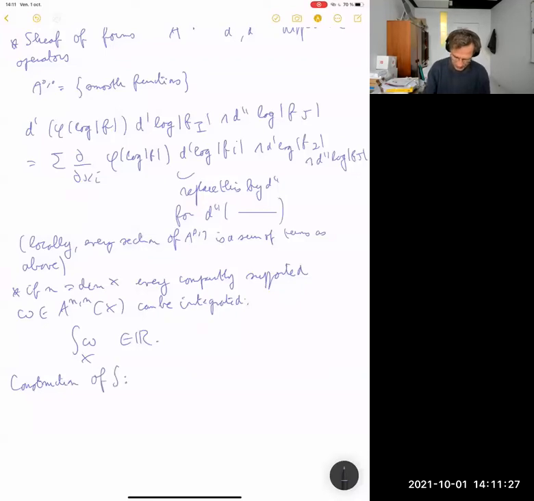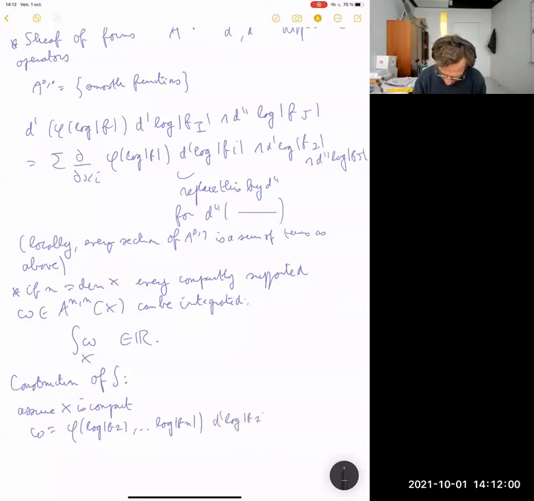So construction of the integral: assume X is compact, affinoid, for instance, if you prefer. Compact but small. Usually it's by reasoning locally that one reduces to this case. So I don't have in mind X projective. I have in mind X a small closed disk, for instance, or something like that. Assume X is compact and omega is equal to phi of log |f1|, ..., log |fn| times d' log |f1| wedge ... wedge d' log |fn| times d'' log |f1| wedge ... and the same.